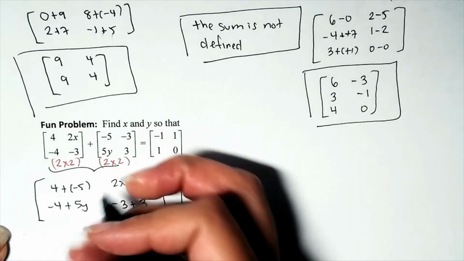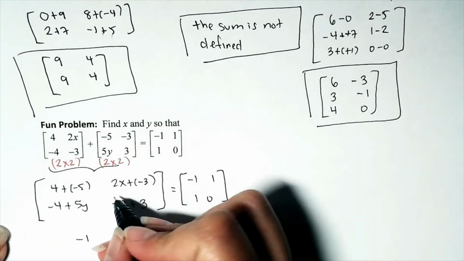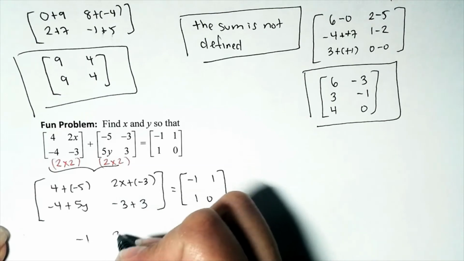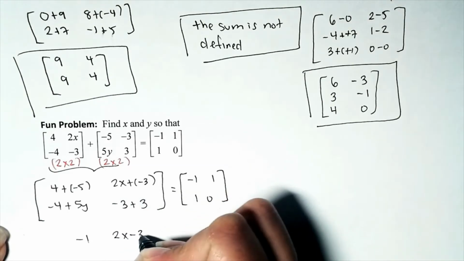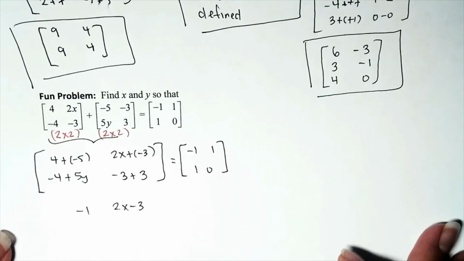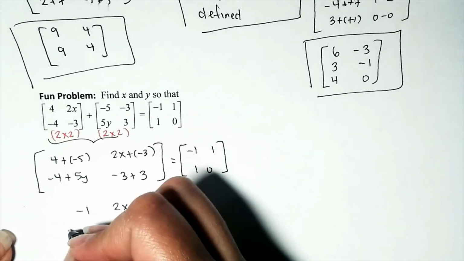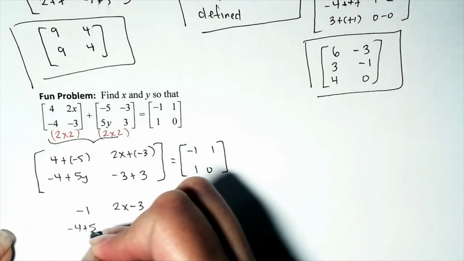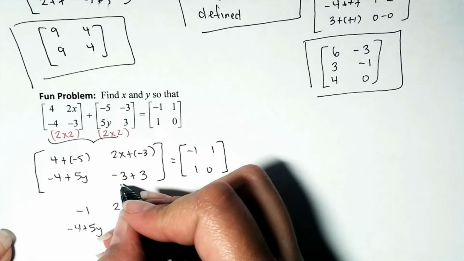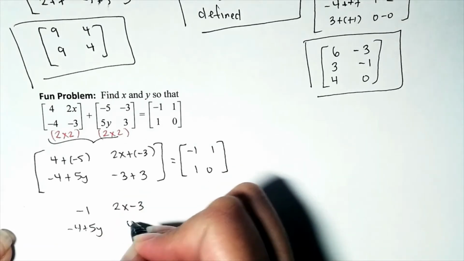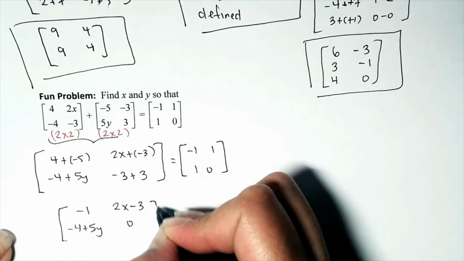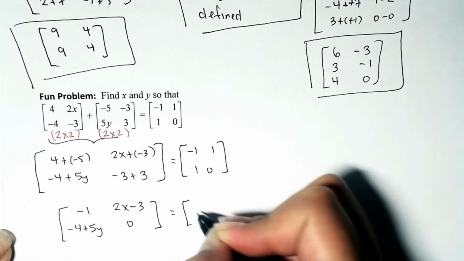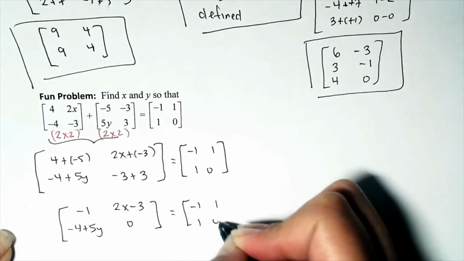4 plus -5 will give us -1. 2x plus -3. Well, we don't know what x is, but I'm just going to clean up the expression. -4 plus 5y, same thing. There's nothing to clean up. -3 plus 3 is 0. Okay, so I'm not quite sure where we're going with this, but let's just keep moving forward.